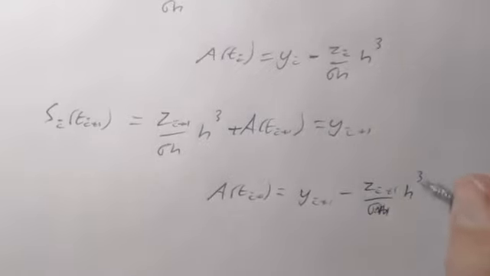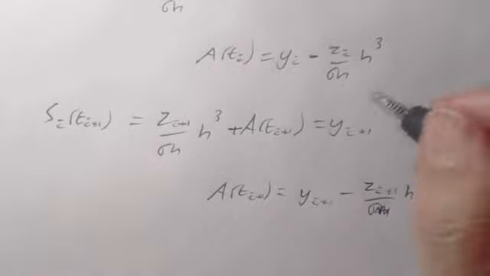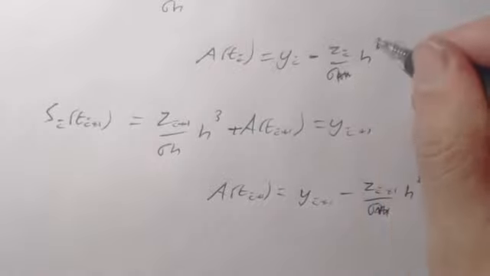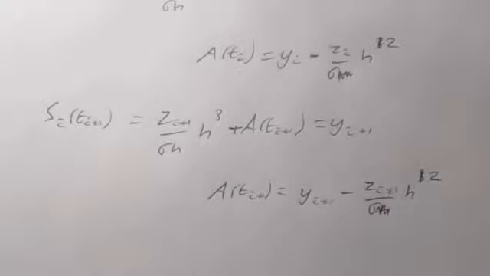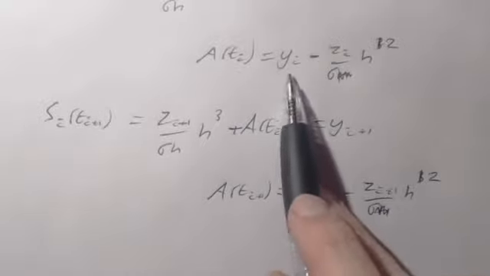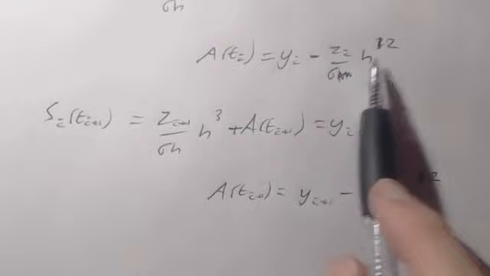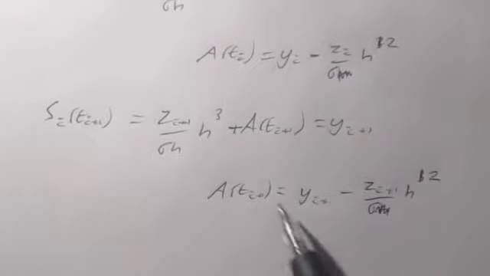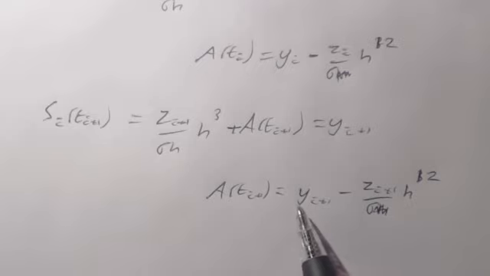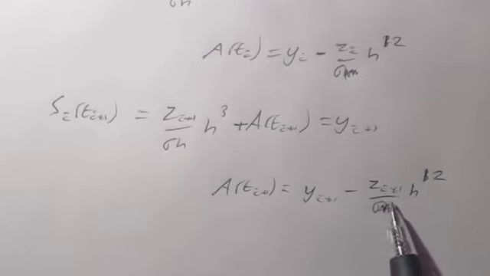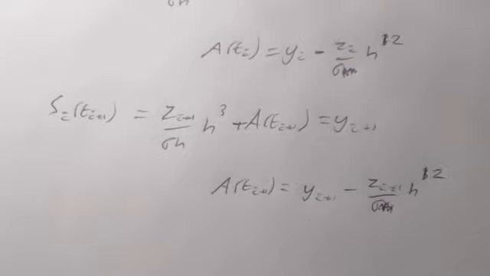So I'm going to cancel these h's out. You've got h here, so h squared. So a ti is yi minus zi over 6h squared, and a ti plus 1 is yi plus 1 minus zi plus 1 times h squared over 6.